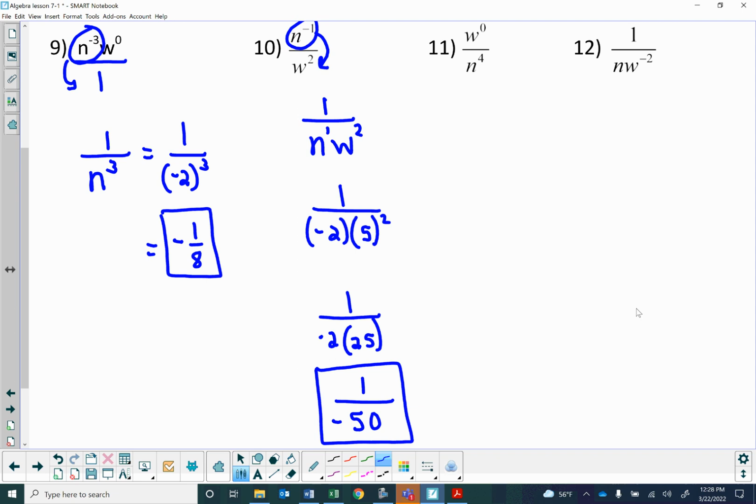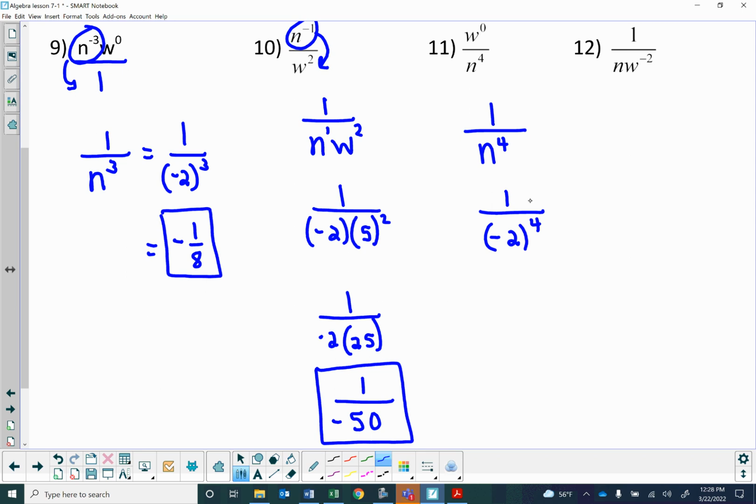Let's look at number 11. W to the 0 over n to the fourth. Anything to the 0 power is 1, so this is 1 over n to the fourth. And here it's really important to make sure that when you put in your variable here, -2 goes inside the parenthesis before you take it to the fourth power.